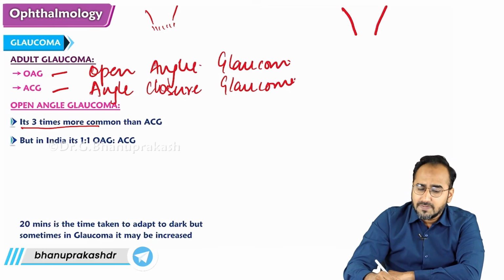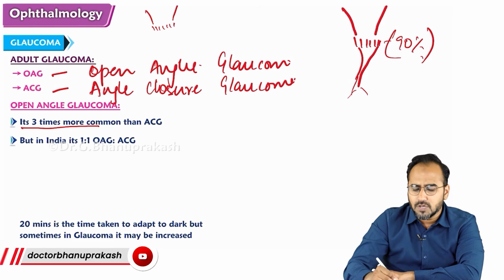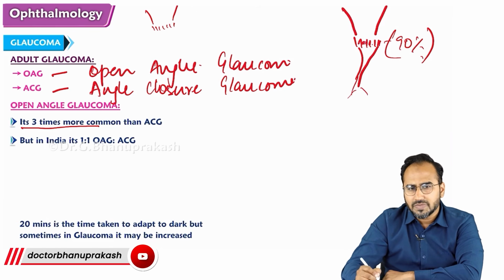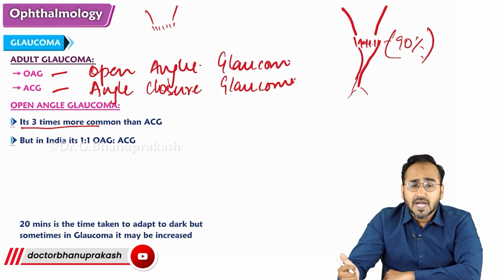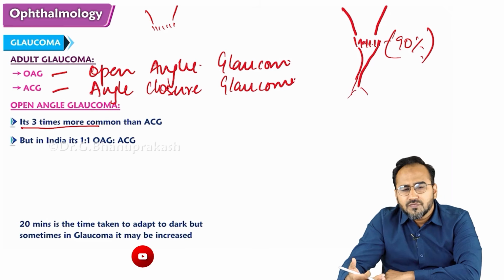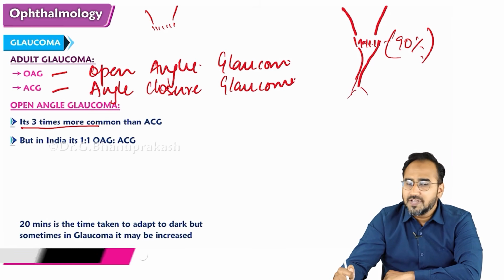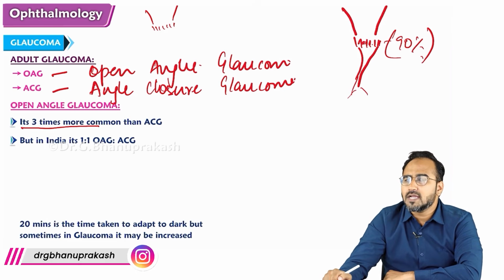The problem is basically beneath the angle. Beneath the angle there is trabecular meshwork, Schlemm's canal, episcleral veins. 90% of the time the cause of open angle glaucoma is what, guys? The trabecular meshwork fibrosis. Trabecular meshwork getting fibrosed. The most common pathology of open angle glaucoma is trabecular meshwork fibrosis, right? So which is more dangerous guys, open angle or angle closure?